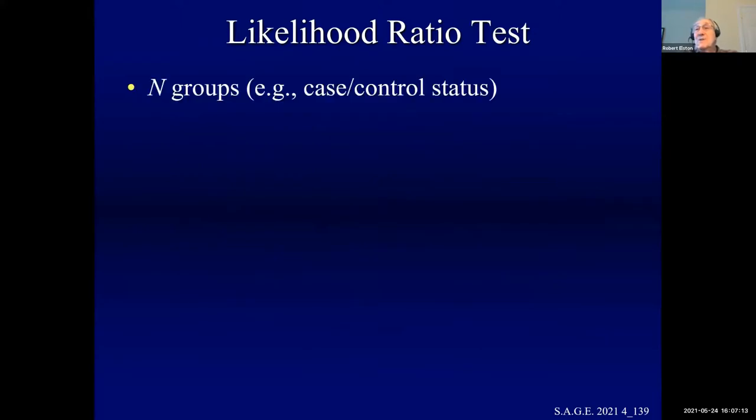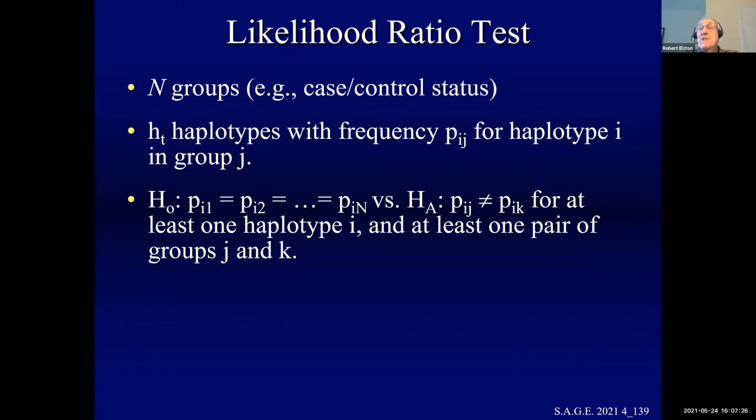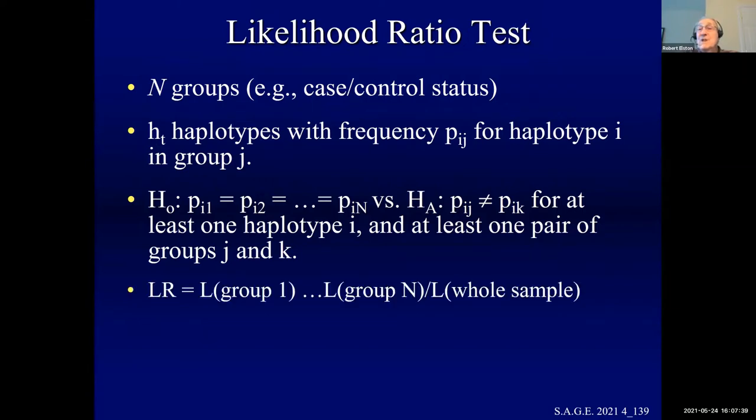We can do a likelihood ratio test if you have N groups, for example case control status, and HT haplotypes with frequency PIJ for haplotype I in group J. If you have that, then you can test the null hypothesis that the haplotype frequencies are the same, versus at least one pair is different between the groups. The likelihood ratio criterion is then the likelihood for the group and for the whole sample, and minus twice the log likelihood ratio is asymptotically a chi-squared with N minus 1 times HT minus 1 degrees of freedom.